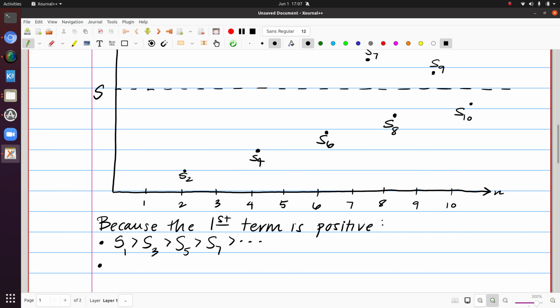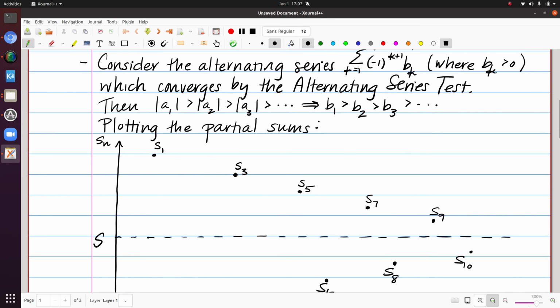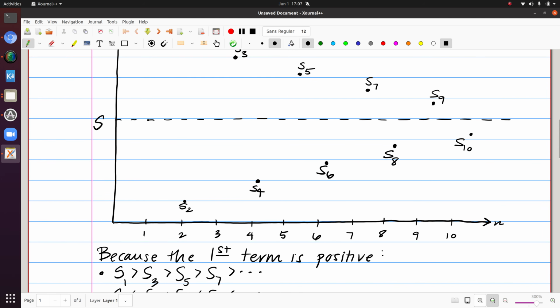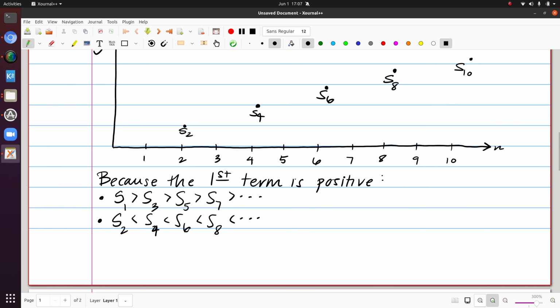And in particular, the odd indexed ones would be decreasing toward the true sum of the series, whereas the opposite behavior is true. The even indexed partial sums are growing as you increase the number of terms that you add on, and those are going to increase toward the true sum of the series. Now, I will say we could draw a very similar picture with the assumption that the first term was negative. That would put all of our partial sums in the fourth quadrant, and it would change the direction of these inequalities. But we would still see this dichotomy of odd indexed partial sums versus even.